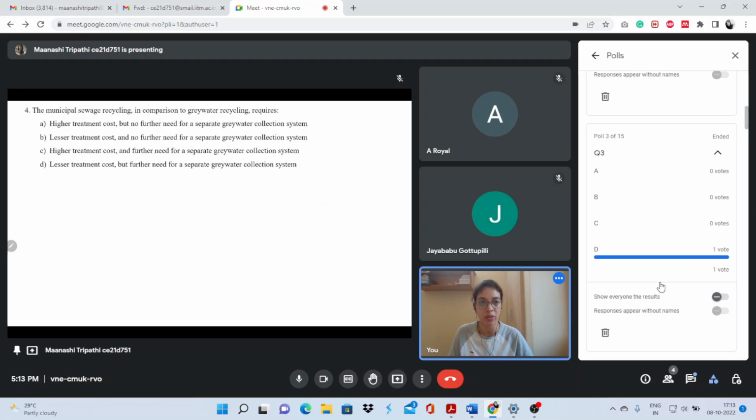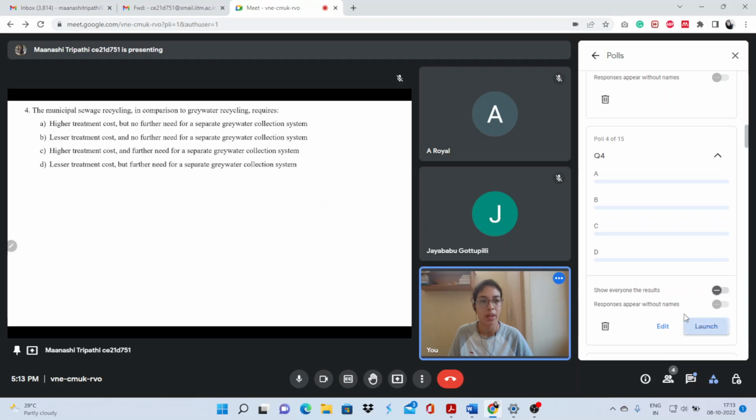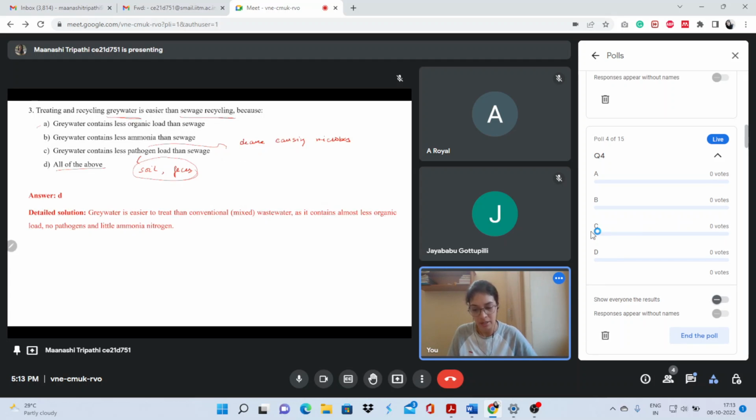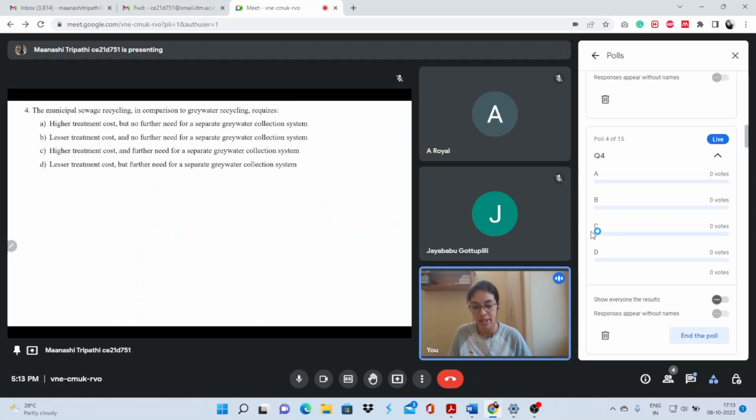This will be our next question, and these are the polls for it. The municipal sewage recycling, in comparison to grey water recycling, requires higher treatment cost. See, it's talking about the treatment cost and the separation of grey water collection system. Like if we need some separate collection system for grey water or not, and about the treatment cost. So you can answer this question.